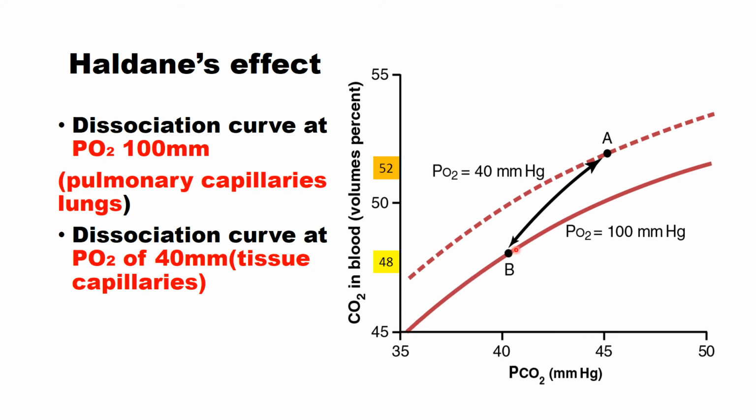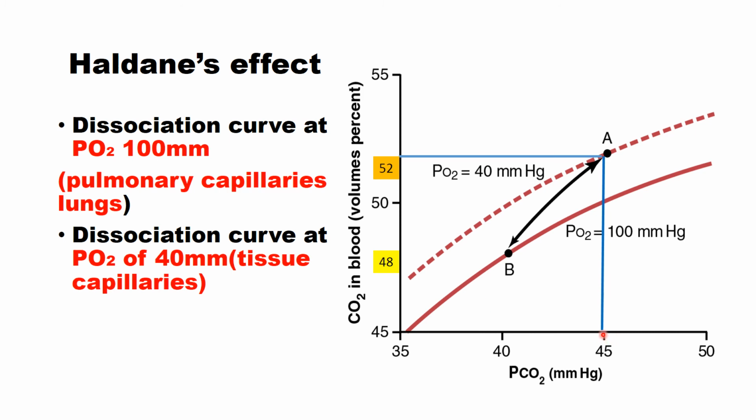At a partial pressure of oxygen of 100 millimeters of mercury, we have this solid carbon dioxide dissociation curve, and another is a dashed line which represents the carbon dioxide dissociation curve at a partial pressure of oxygen of 40 millimeters of mercury. So we have two carbon dioxide dissociation curves. One at a partial pressure of oxygen of 100 millimeters, which is found in pulmonary capillaries at the level of lung, and second at a partial pressure of oxygen of 40 millimeters of mercury, which is present at the level of tissue capillaries. So first we come to point A.